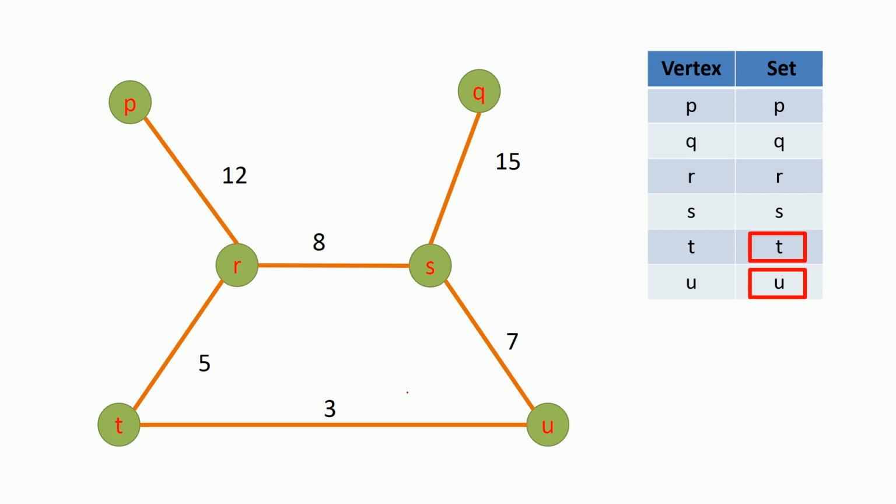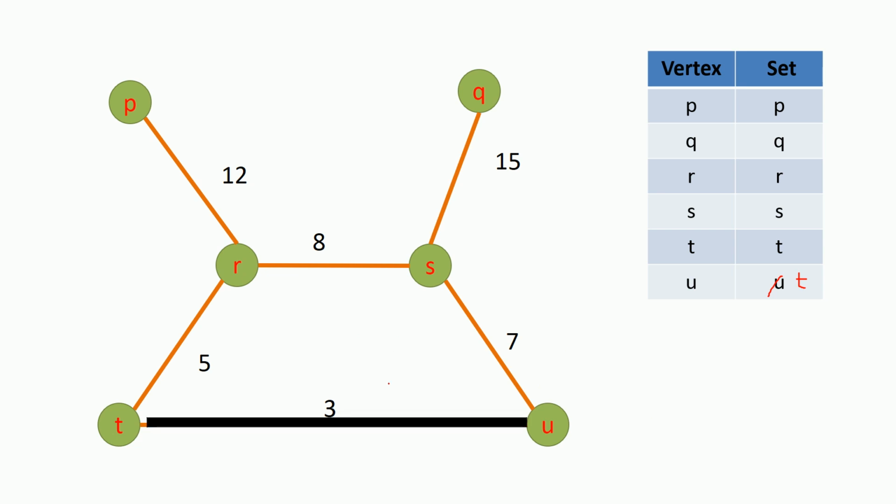And then we are going to union these sets. By unioning, what I mean is I'm going to set both these vertices' sets to one set. So either I'm going to change both these vertices' sets to T or U. Let's say I have changed it to T. Okay. So both these vertices now belong to set T. And we can add the edge between T and U vertices to our MST set. Okay, let's move on to the next step.